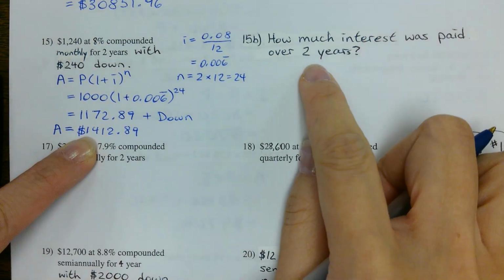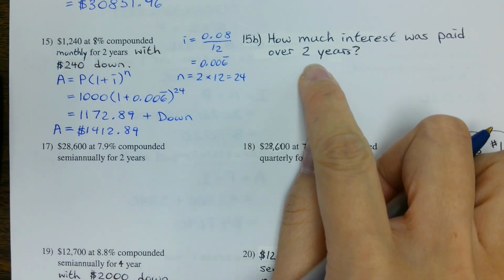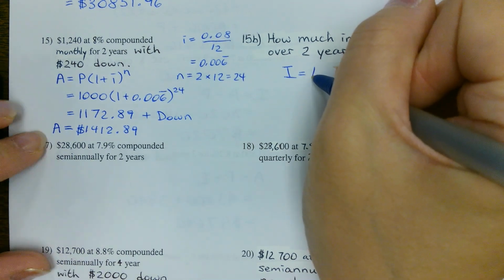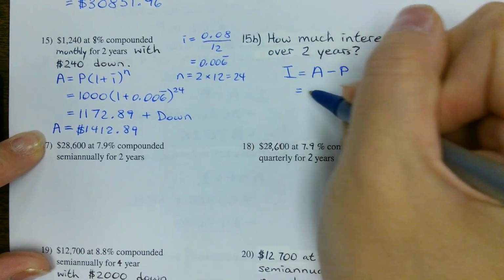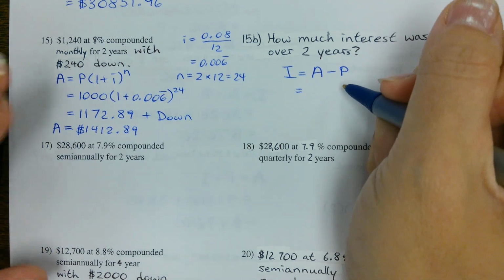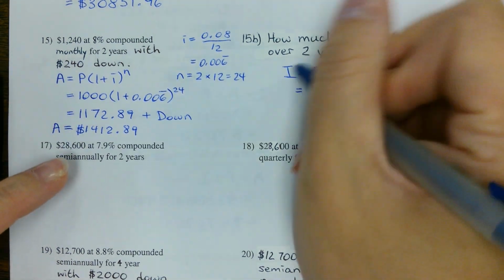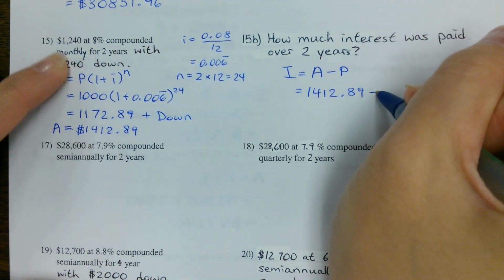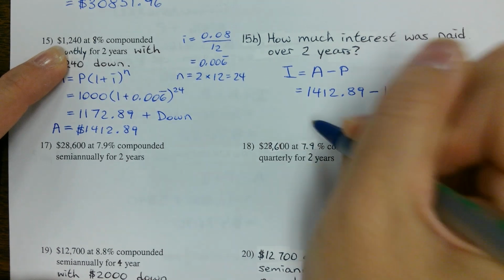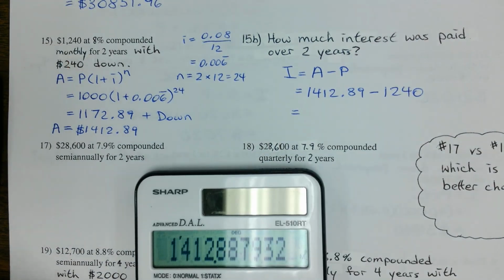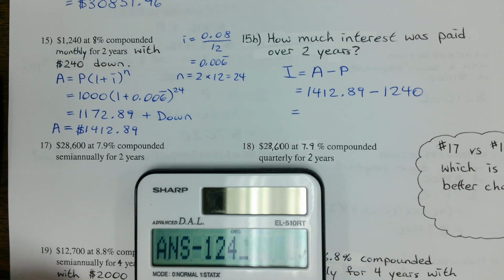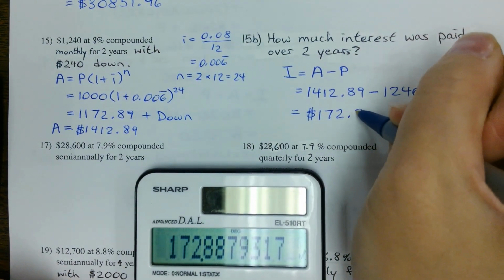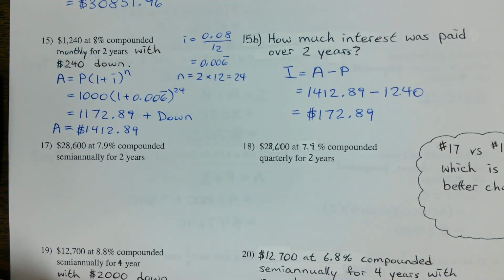How much interest was paid then? How much interest did he pay his parents? So interest, remember, it's still the same formula. Amount, subtract principal. So don't worry about down payment. Don't worry about any of the different numbers. Formula stays the same. So 1412.89, take away the original price. That means his parents charged him $172.89 for the 2 years. That sounds reasonable.